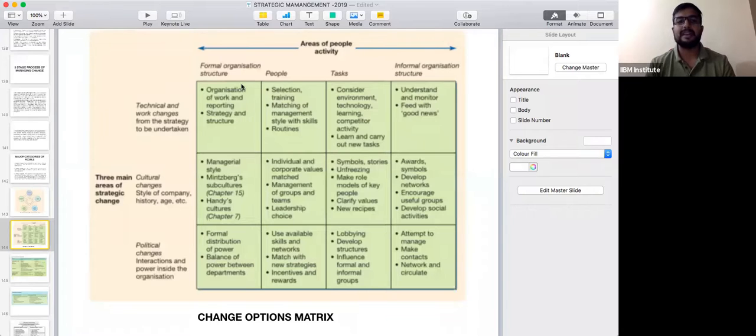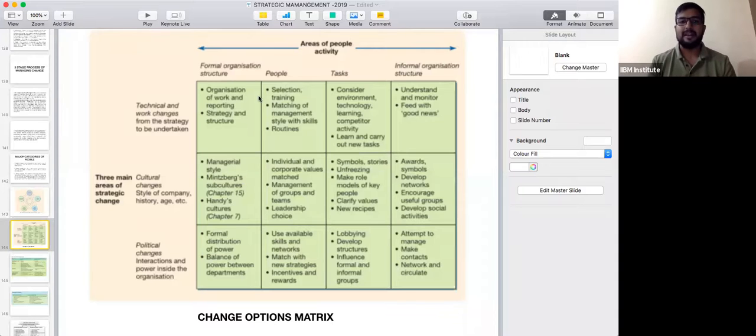In the formal organization structure, you can see what type of strategy you need to incorporate, what type of managerial style, and what type of cultural changes you need to adopt in the organization. It's all about balancing power and responsibility. When we discuss balancing power between two departments, the major reason for conflict in the organization is the problem of allocating power, designation, roles and responsibility to the individual.